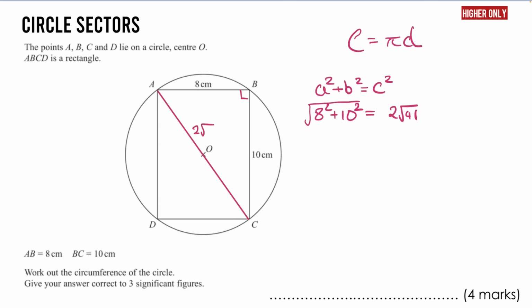So 2 root 41 is our diameter. Now that just makes it nice and simple then to work out the circumference, because the circumference will be pi multiplied by the diameter, which is 2 root 41. So we can just times that by pi, and we've got our answer. It comes out as 40.23201613. And there we go, there is the circumference of the circle.